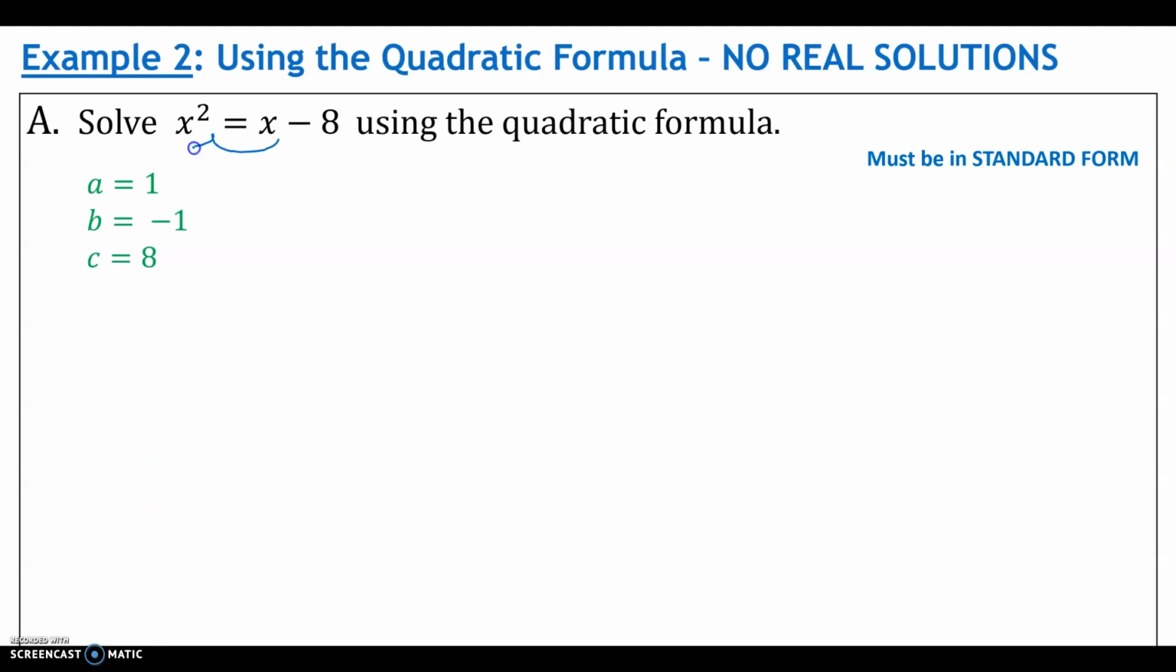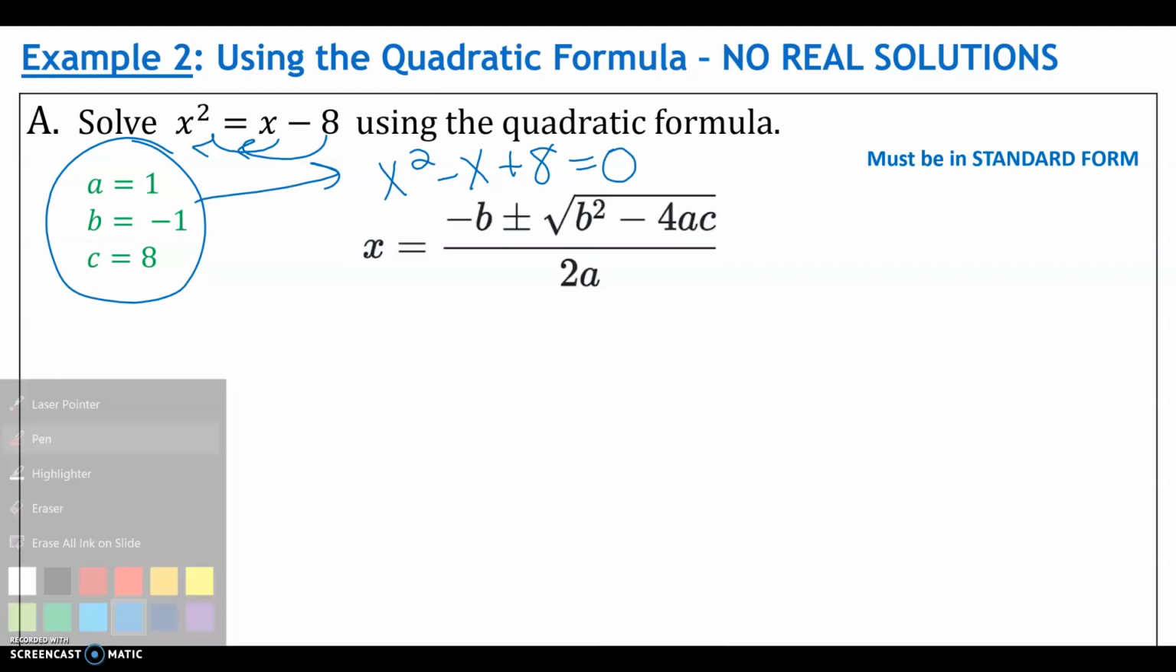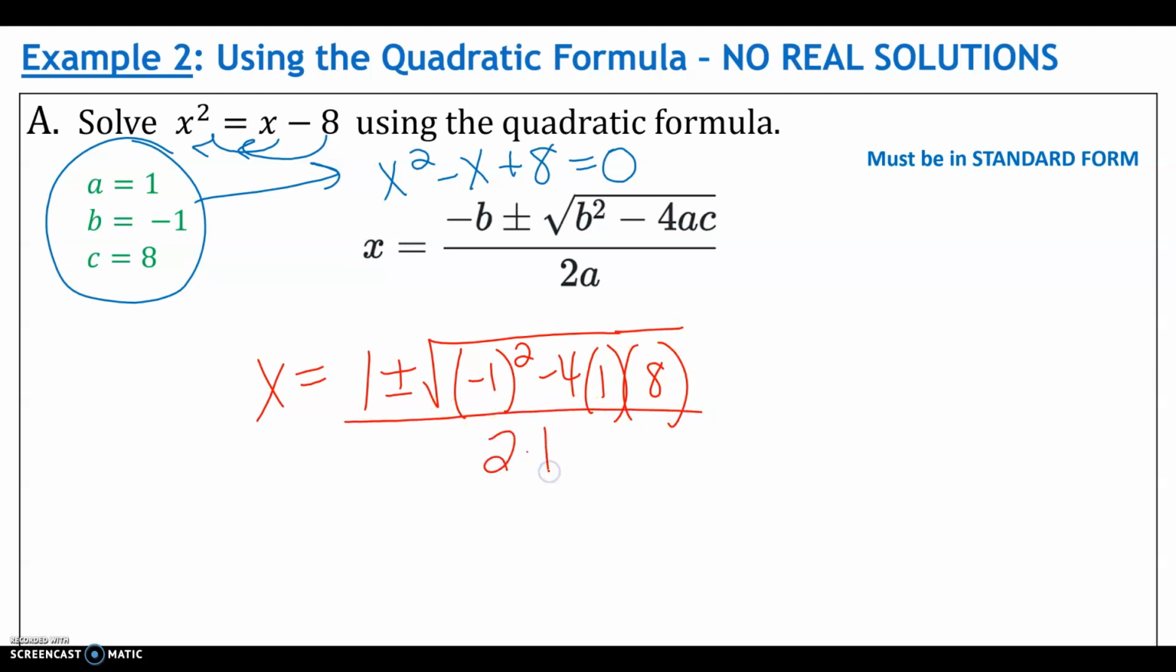Okay? So I'm going to make it in standard form. So let's move this over and this over. So x squared minus x plus 8 equals 0. And that's where, obviously, those came from. Were from my standard form equation. There's my formula. So let's go ahead and plug these in. So x equals, it's going to be positive 1 plus or minus. Then we're going to do the inside. So far so good. So let's simplify the inside.